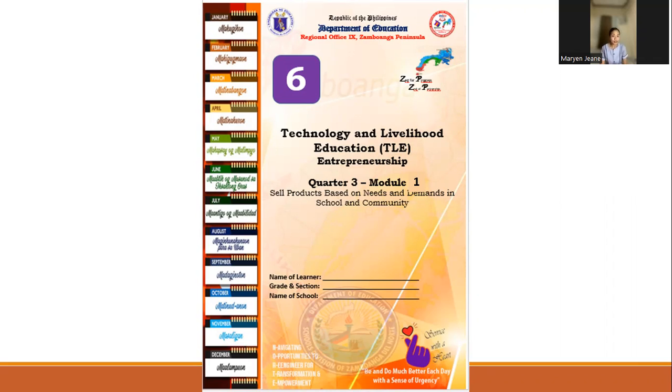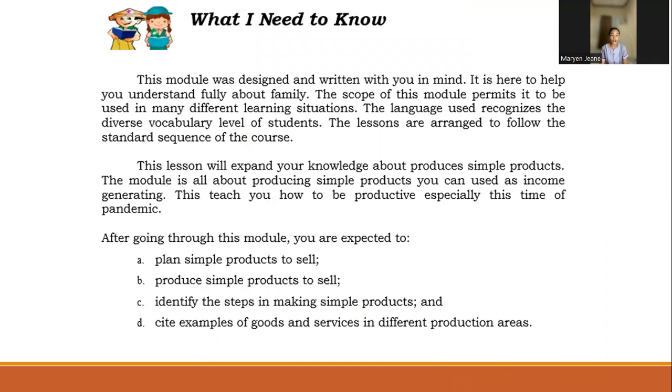So before we start, let us first know our objectives in this lesson. After going through this module, you are expected to plan simple products to sell, produce simple products to sell, identify the steps in making simple products, and cite examples of goods and services in different production areas. Okay, so I think we are now ready for our lesson.